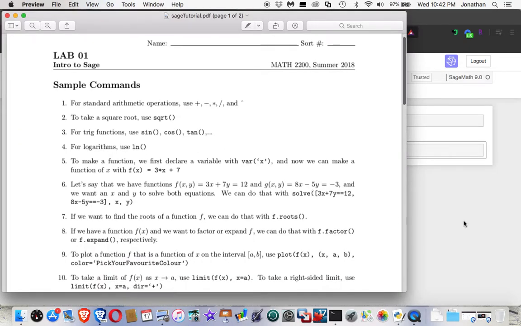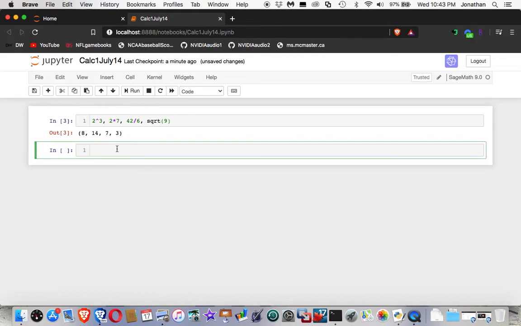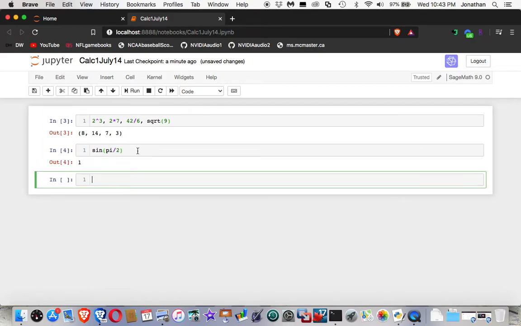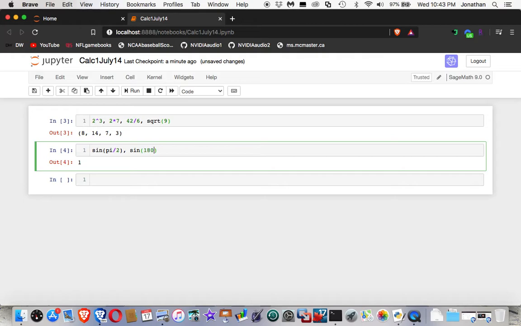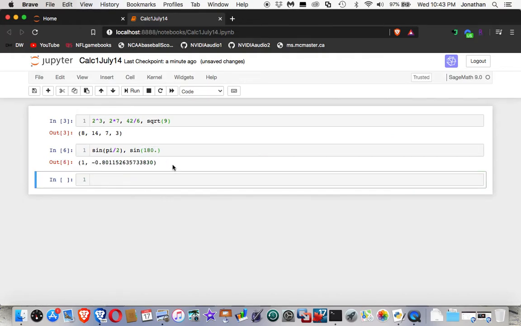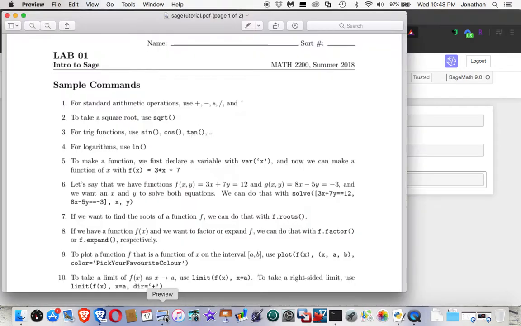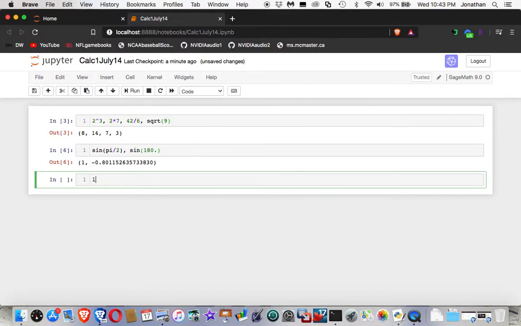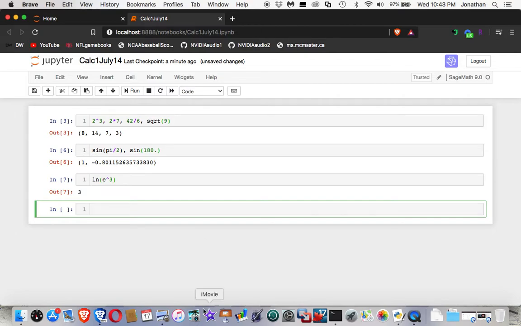Let's see, sines, cosines, and tangents. If I remember these correctly, they all work in radians. So if I take sine of pi over 2, I should get 1. But if I take sine of 180, it'll give me something that's not 1, because these all work in radians by default. Let's see, so natural logarithms. Let's say I have the natural logarithm of e to the 3. That should give me back 3, which is exactly what I want. Good.